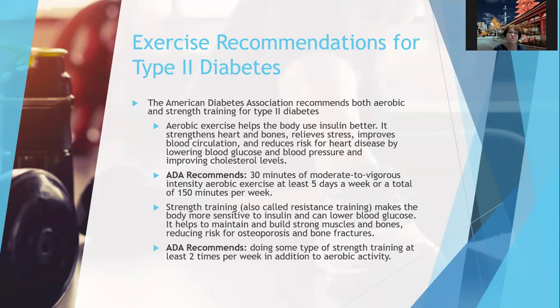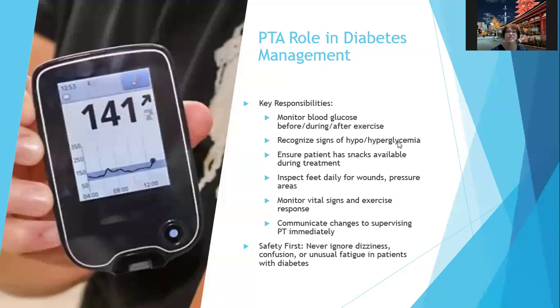Strength training or resistance training makes the body more sensitive to insulin, so it decreases your insulin resistance and can lower blood glucose and helps to maintain strength and reduce the risk for osteoporosis and all that stuff. So some type of strength training at least 2 times per week in addition to aerobic activity. So exercise is good. We want to do it. We know that, right?